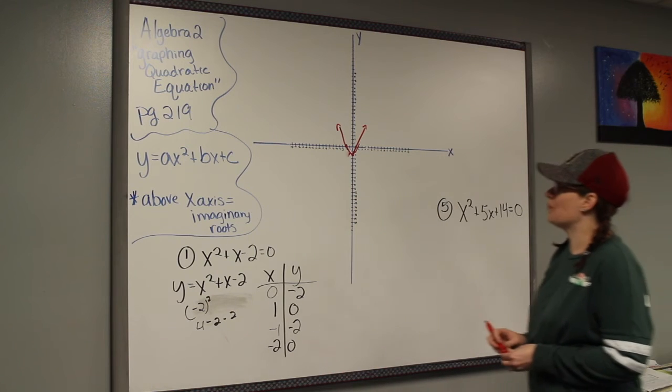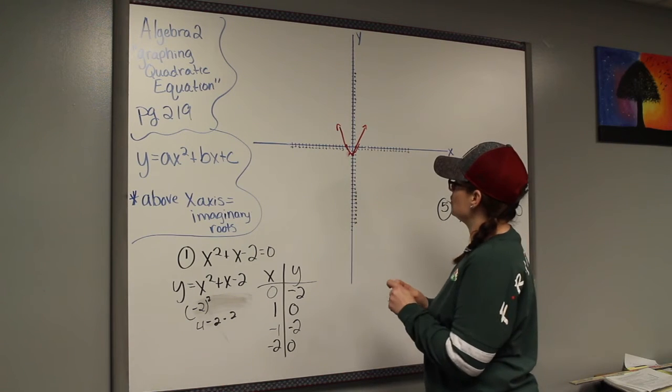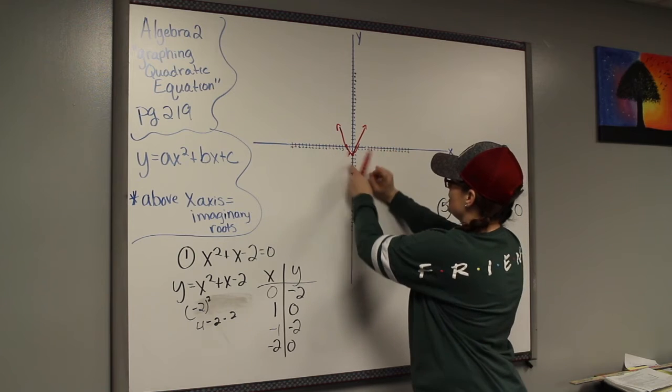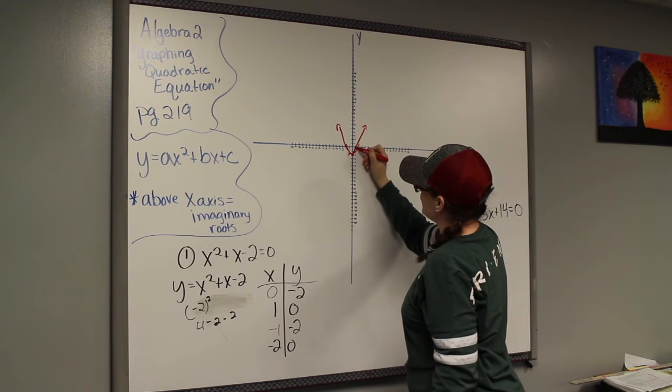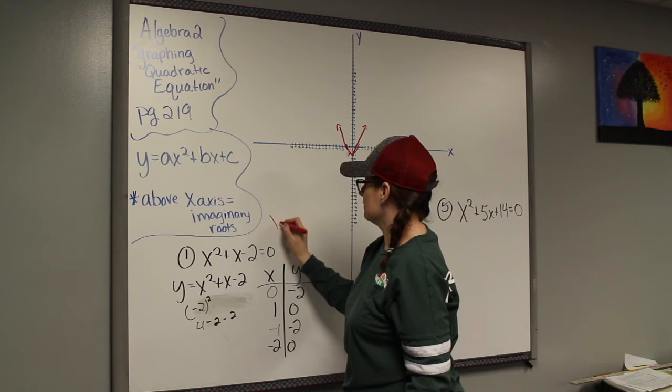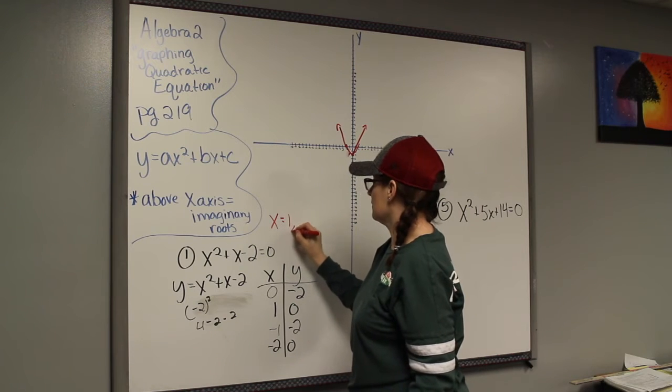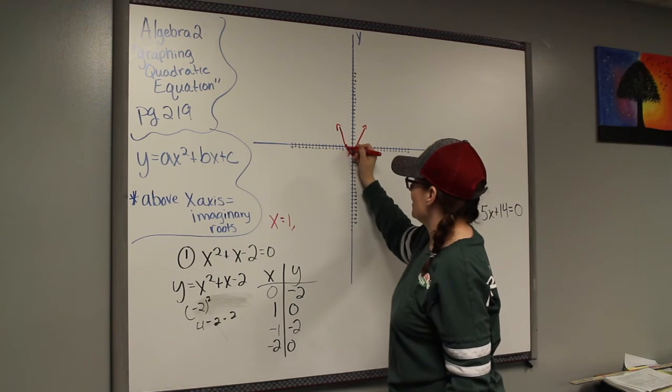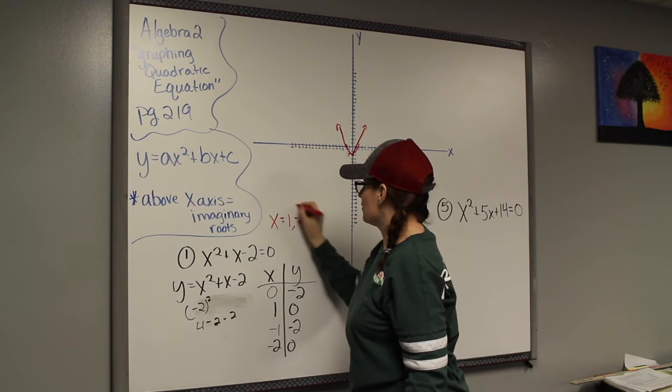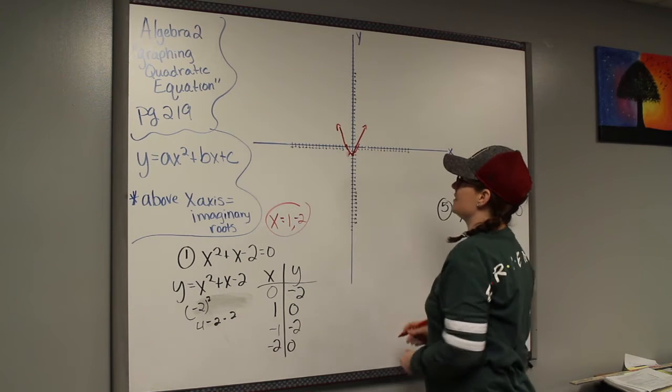And to answer this question, you want to know where it touches this line. So if I look right here, it touched on 1. And it also touched on -2. So those are my two answers, where it crosses there.